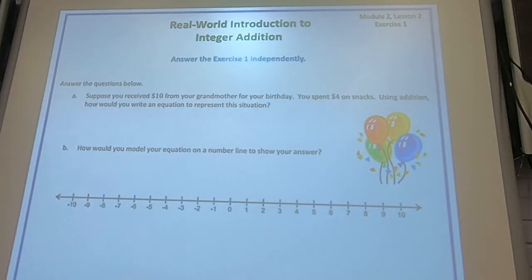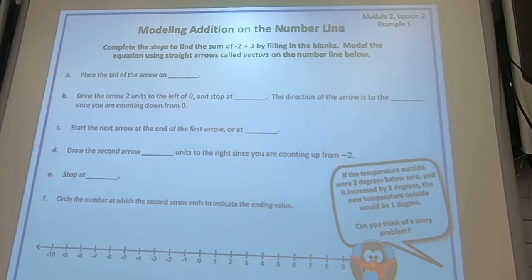Alright, go to the second example. They want us to answer a bunch of questions and then work that problem. So the problem is, complete the steps to find the sum, that's your answer, to negative 2 plus 3. Alright, so by filling in these blanks, and then we're going to do it on the number line.